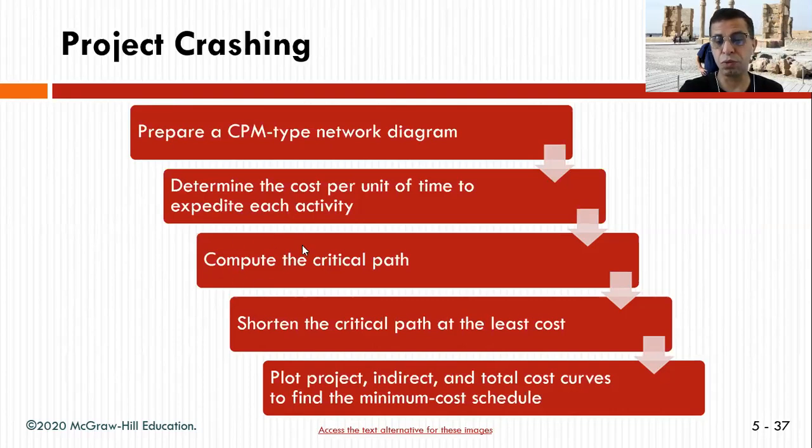Then you start computing, as we said, the critical path, and then you shorten the critical path at the least cost. So you try to shorten it at the least cost possible, and then you plot a project indirect and total cost curve to find the minimum cost schedule. It looks like this.